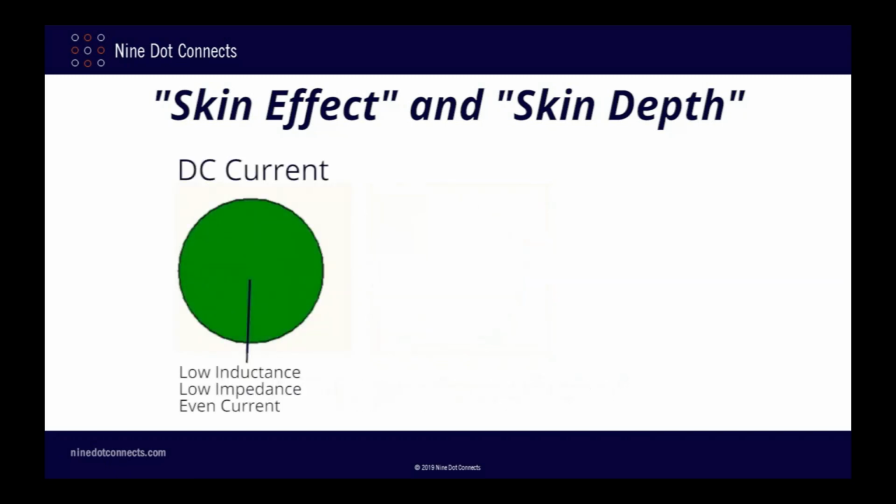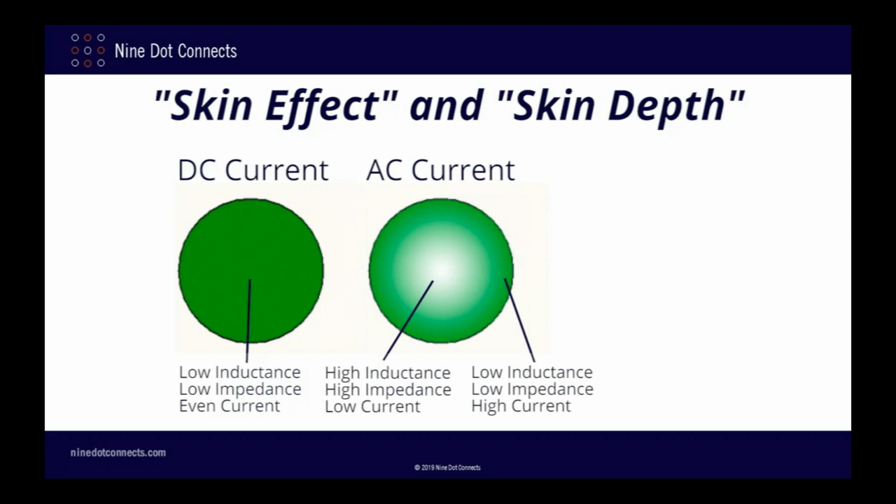At DC and low frequencies, the current is evenly distributed and we have the same inductance throughout the entire cross-section. Thus, the current distributes itself evenly as well. At higher AC frequencies, we showed that the central area has the strongest magnetic field and thus the highest inductance, and the outer circumference has the lowest field strength and thus the lowest inductance. This is the genesis for the skin effect.